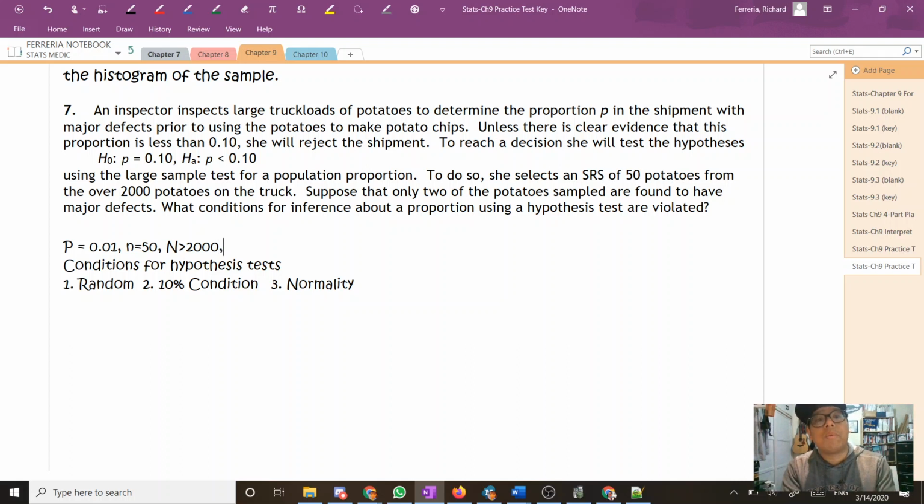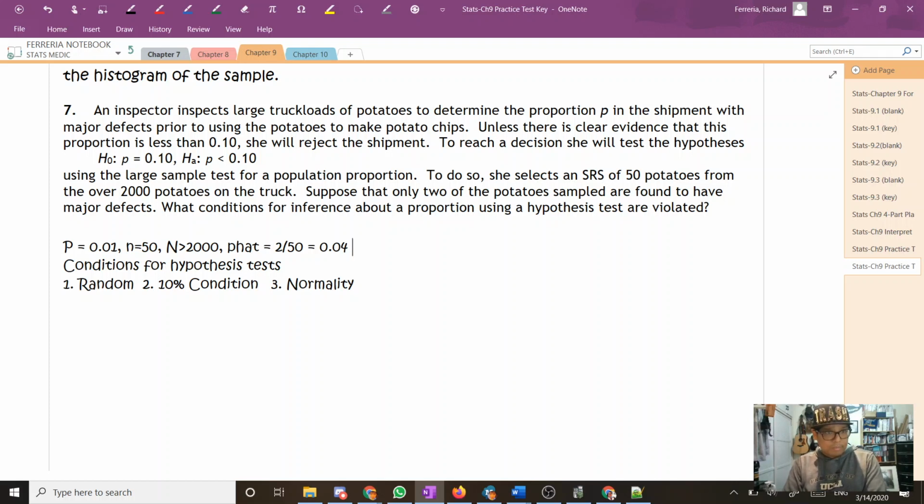Is there anything else that we can get out of here? Oh, you know what? We have only 2 potatoes that have major defects. So from that, we can get p-hat. P-hat is going to be 2 out of those 50 potatoes, which would be, what, 4%? 0.04. All right, that's our p-hat.